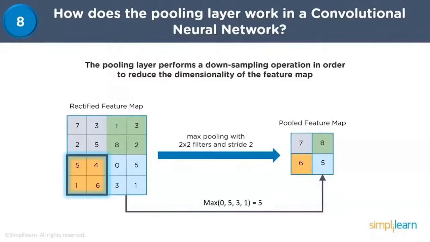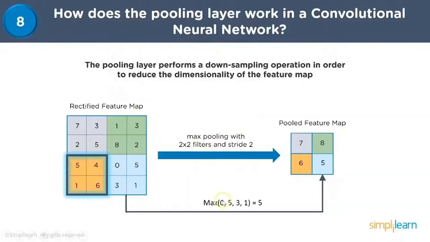It is a common practice to periodically insert a pooling layer in between successive convolutional layers in a convolutional neural network architecture. So the pooling layer operates independently on every depth slice in the input and resizes it spatially using the max operation. So in the diagram shown here, you can see we have a rectified feature map. We are using a 2x2 filter and performing a max pooling operation. So consider this as the filter.